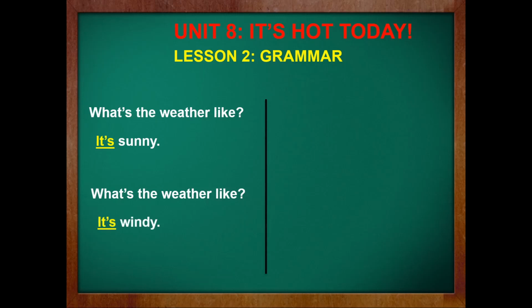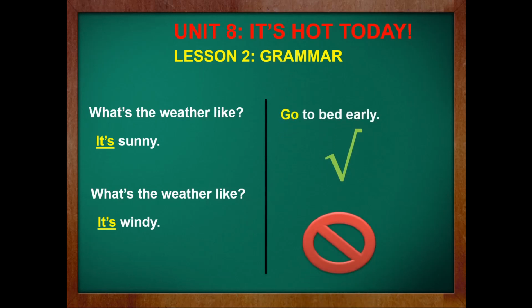It's windy. Very good. Second, it's about how to ask someone to do or not to do something. For example, go to bed early. This is a good thing to do. Go to bed early. And don't open the window. Don't open the window. It shouldn't be done. Don't open the window. Okay? You got it?